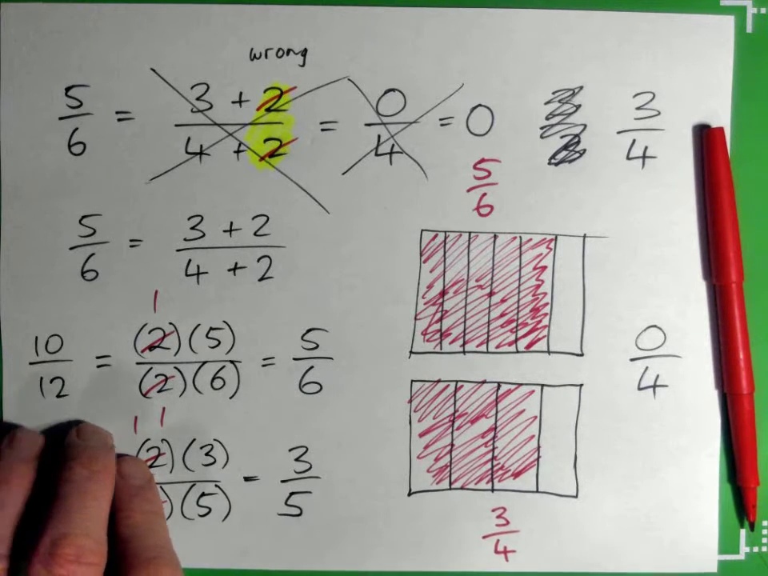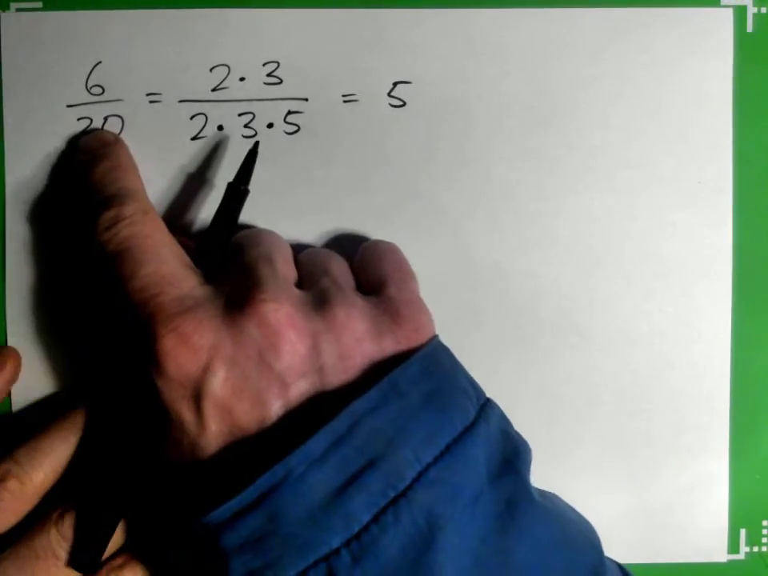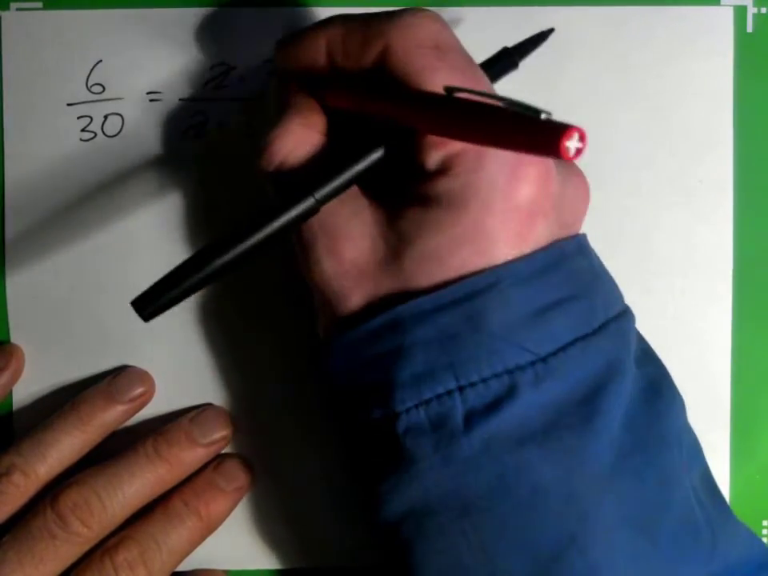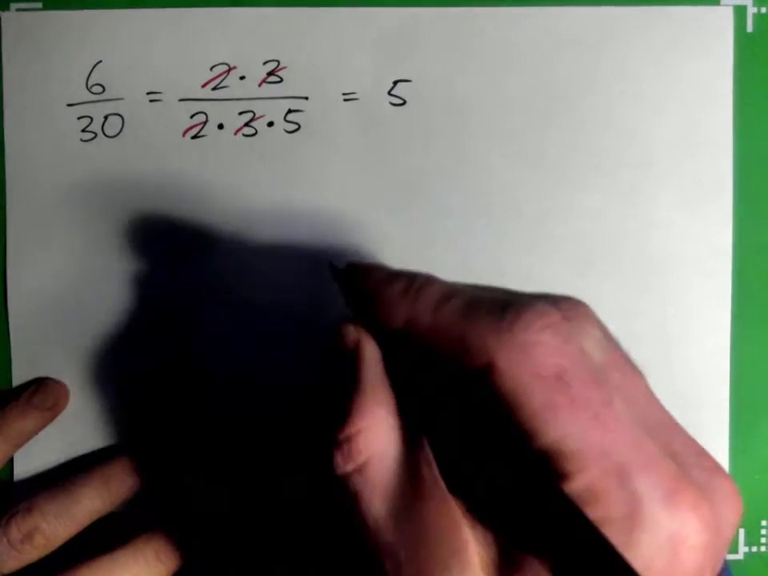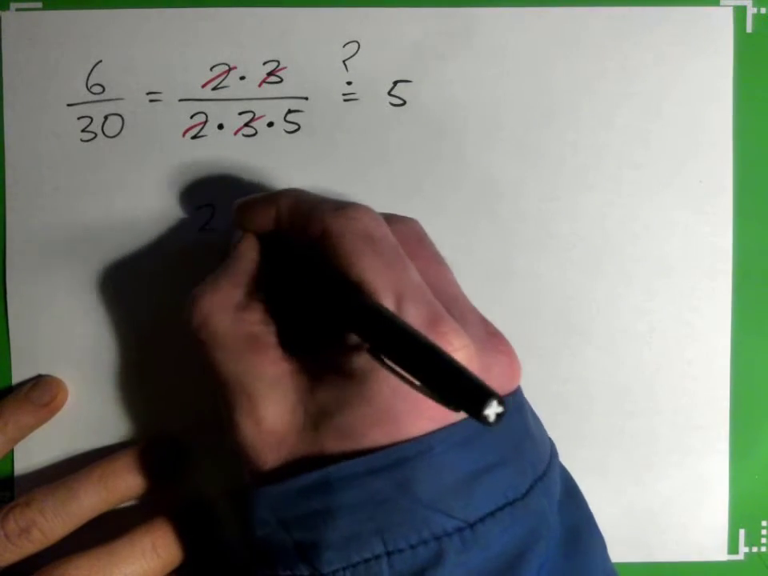All right. So I see my students make this mistake all the time. 6/30 equals this. They cross off the 2's. They cross off the 3's. So the mistake, to me, is you didn't put your 1's in. If you put your 1's above the 2 and the 3, you're not going to make this mistake. Okay? So this is wrong. This is not correct. I'm going to do it again.